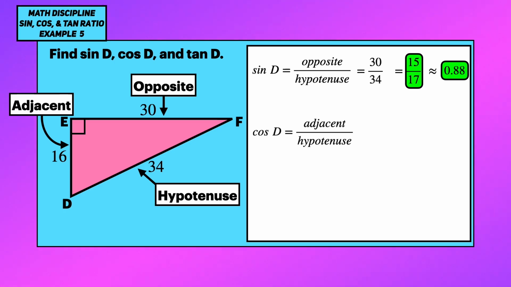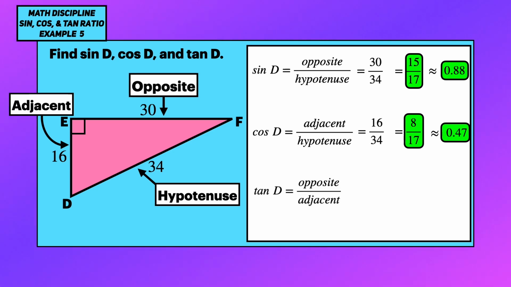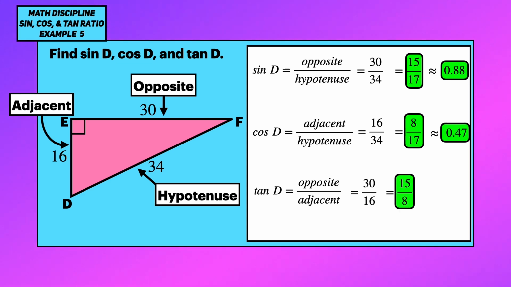For cosine of D, we divide the adjacent side by the hypotenuse side, which gives us 16 over 34. We can simplify our fraction by dividing by 2, which gives us 8 over 17. And to get our answer in decimal form, we divide 8 by 17, and that gives us approximately 0.47. For the tangent of D, we divide the opposite side by the adjacent side, so that's 30 over 16. We simplify it by dividing by 2, which gives us 15 over 8. If we divide 15 by 8, we get our answer in decimal form, which is 1.875.